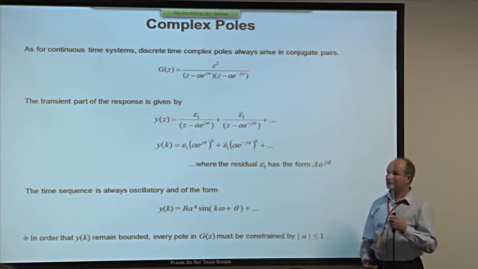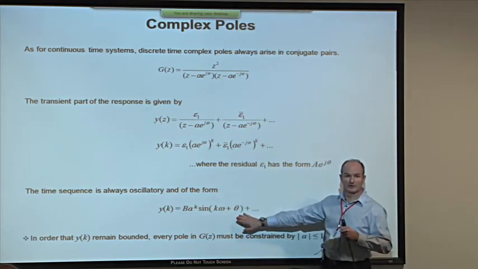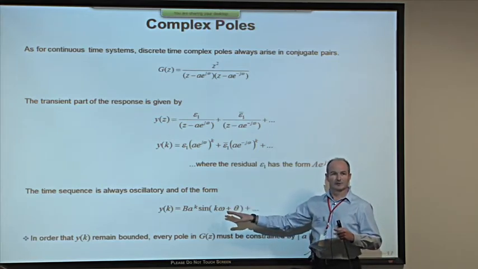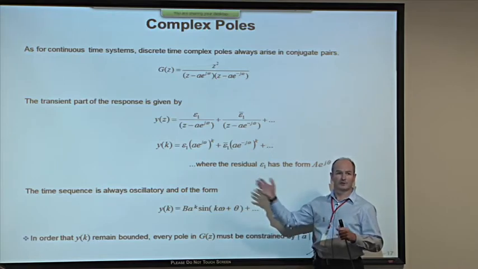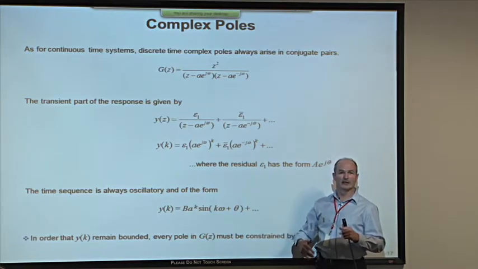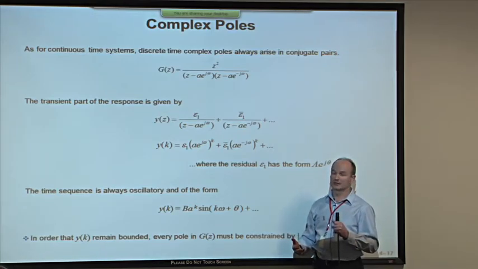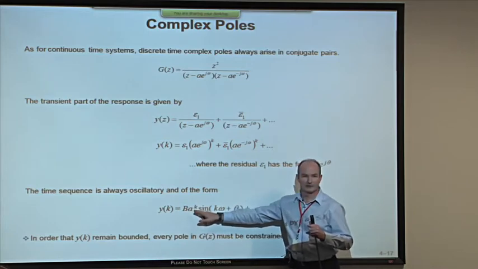The residues are also complex conjugates, and what you end up with is a sinusoidal term. Oscillatory terms appear in the response. So for discrete time systems, you've got exactly the same kind of symmetry about the real axis that you have for continuous time systems. You always have poles appearing in complex conjugate pairs, and those complex conjugate pairs always give rise to oscillation in the time response. But notice that A still appears as a power series in the solution here.